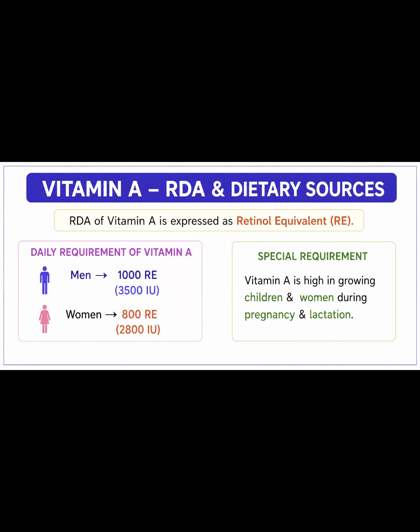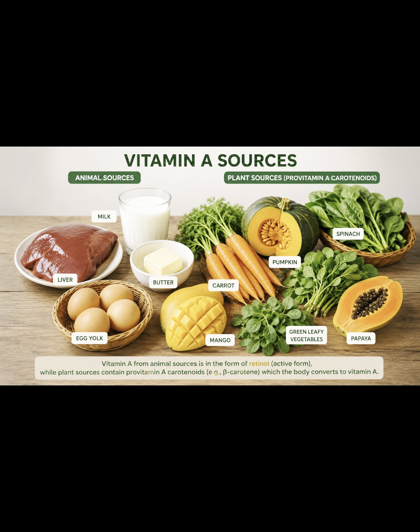So next is the recommended daily allowance. The RDA of vitamin A in men is 1000 RE, while in women it is 800 RE. RE is the retinol equivalent. The daily requirement of vitamin A is high in growing children and women during pregnancy and lactation. Next are the dietary sources. There are two sources, animal and plant. In animals, liver, milk, egg, butter, cheese, fish, and meat are the richer sources. In plants, green leafy vegetables such as spinach and amaranthus, papaya, pumpkin, mango, and carrot are good sources of vitamin A.